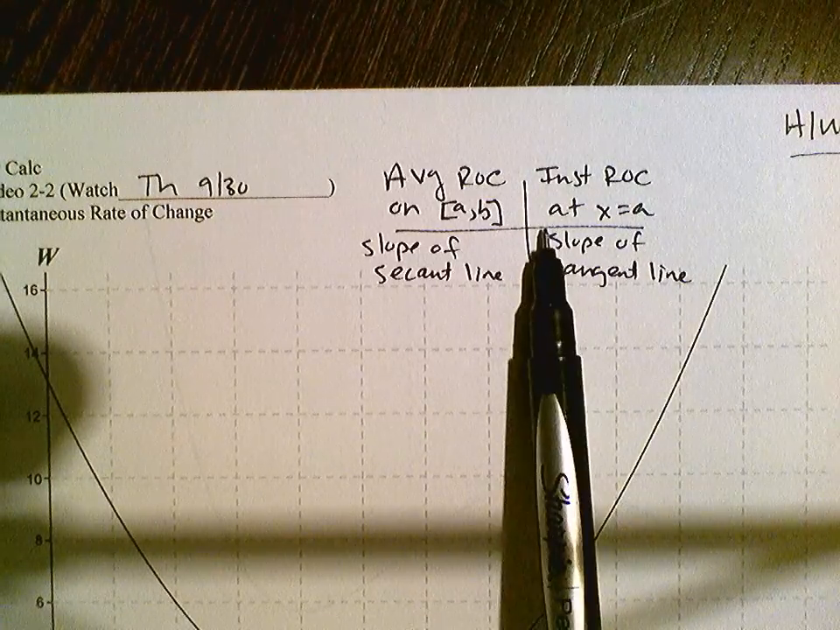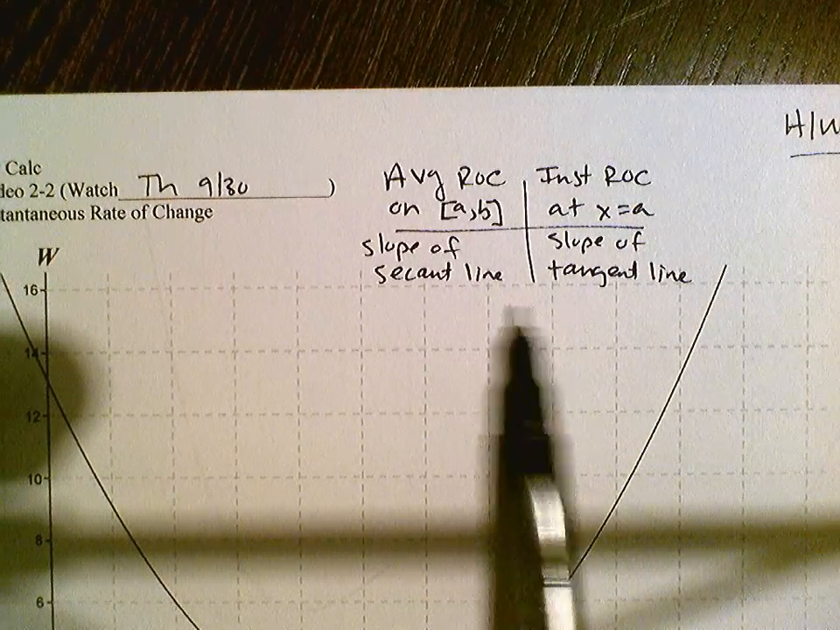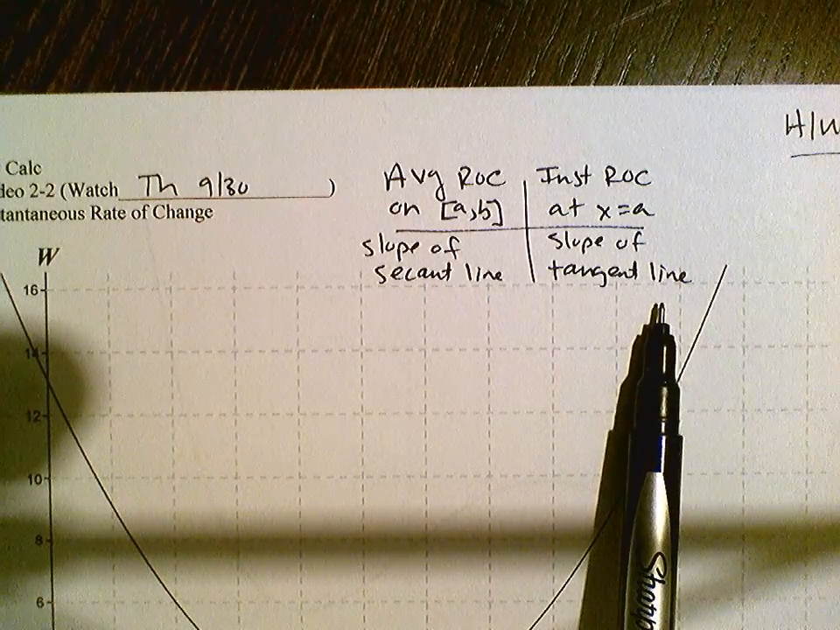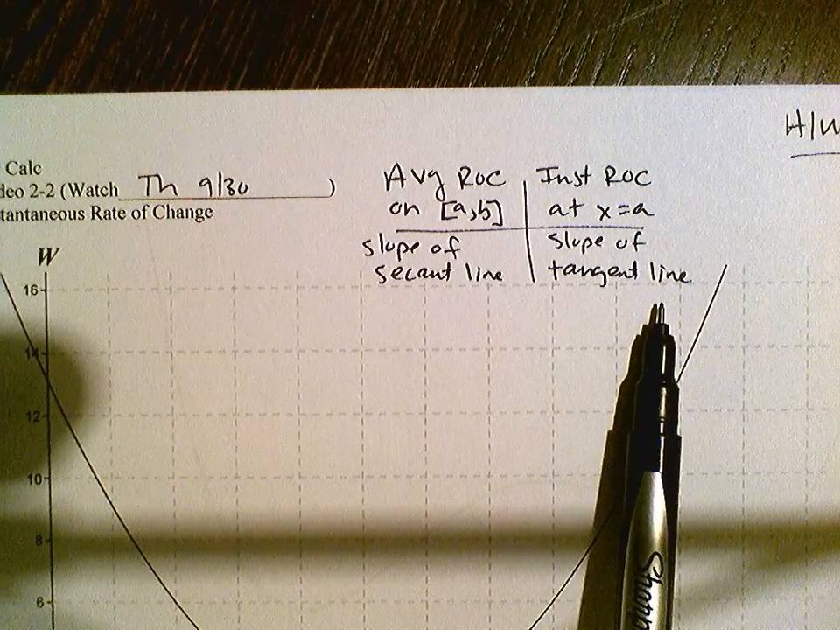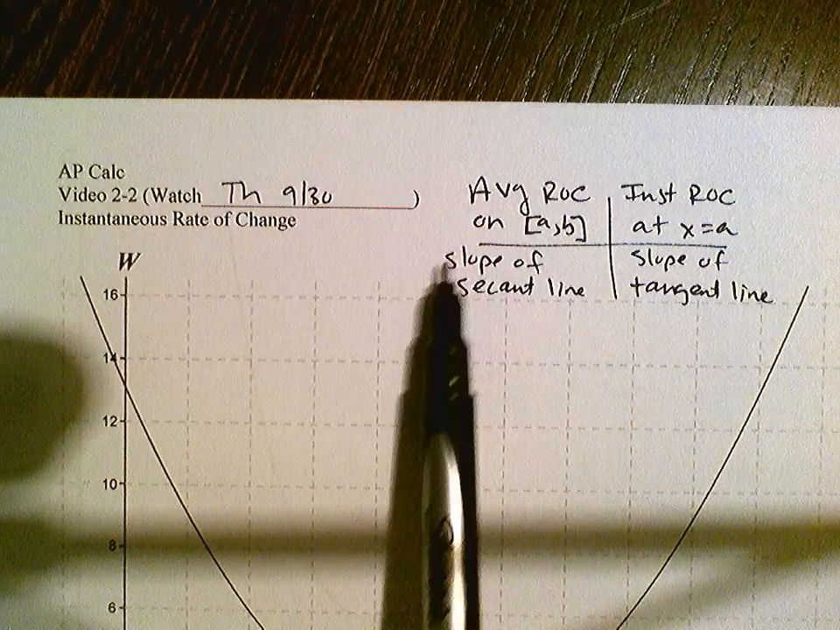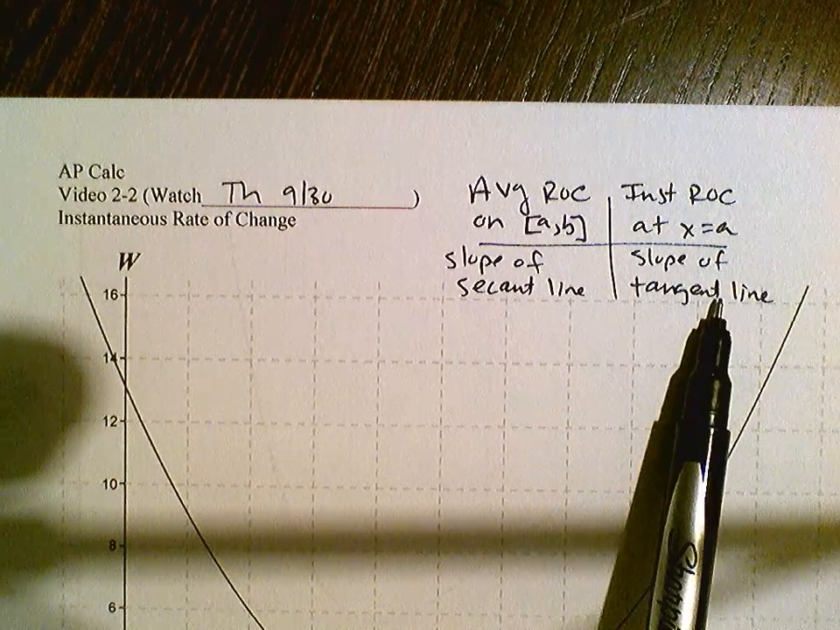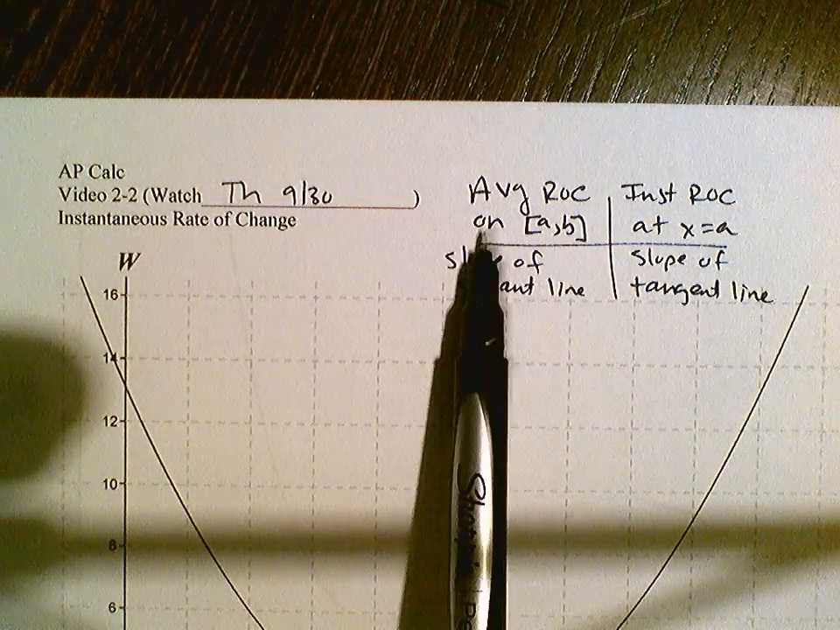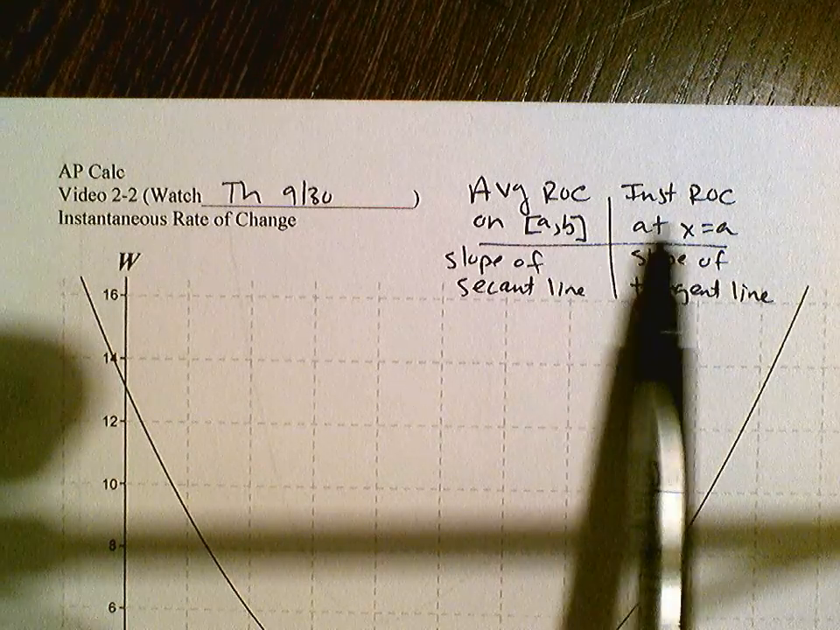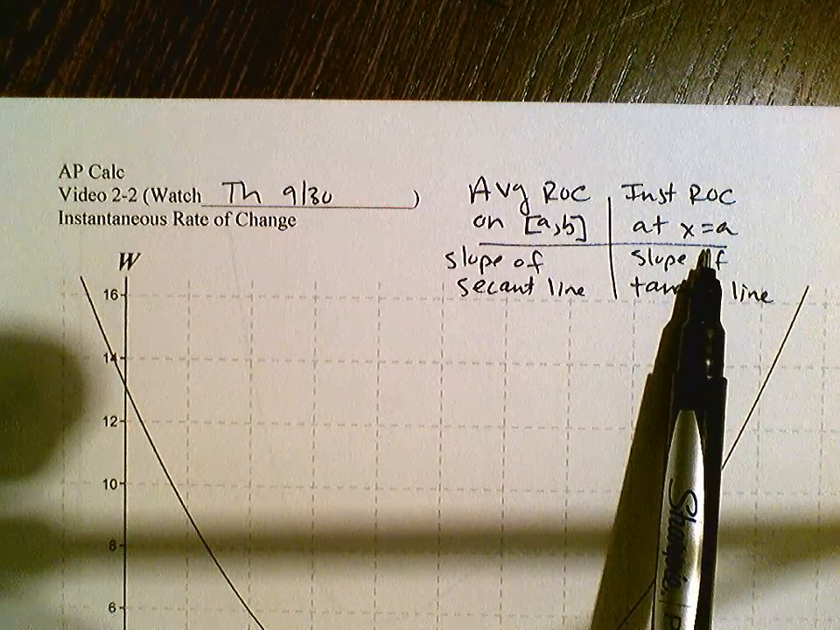Instantaneous rate of change at a point is the slope of the tangent line that just touches the graph at that point. Notice the difference, guys. Secant line versus tangent line, that's a difference. But average rate of change is on an interval. Instantaneous rate of change is at a point.